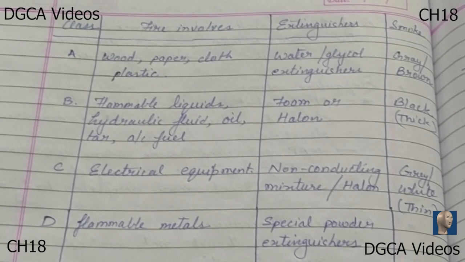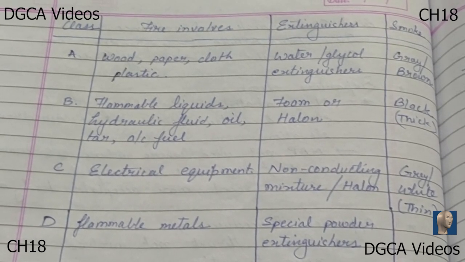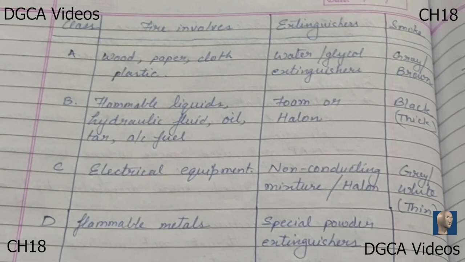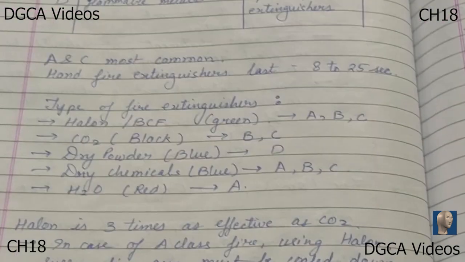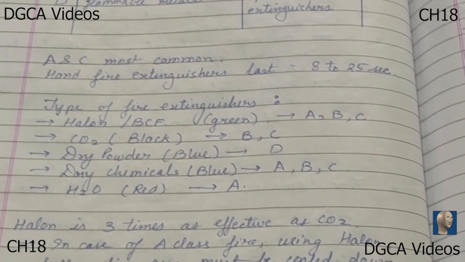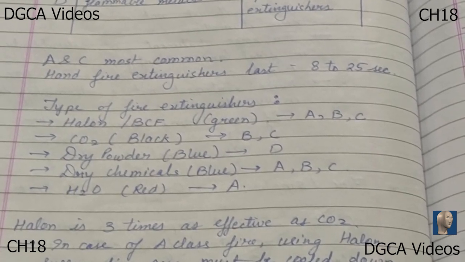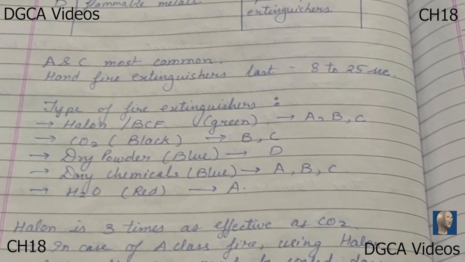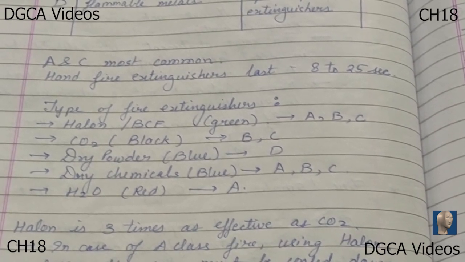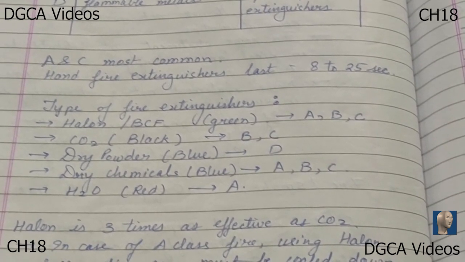Because of the possible chemical reaction between the burning metal and the extinguishing agent, we never use a halon fire extinguisher on class D, never ever. Class A and C are the most common fires that happen, and a hand fire extinguisher lasts for about 8 to 25 seconds depending on the size of the extinguisher and the type of fire.